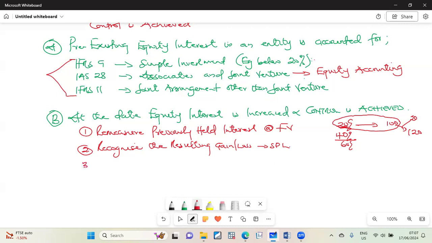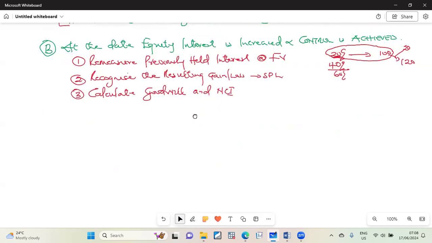Step 3. We will calculate goodwill and NCI using what we have. If your NCI is at fair value, use fair value. If your NCI is at proportionate, you do that also. So you calculate your goodwill and NCI immediately. How then do we do the goodwill?